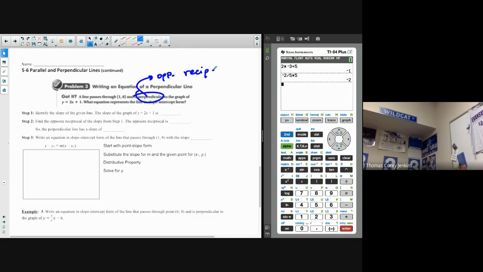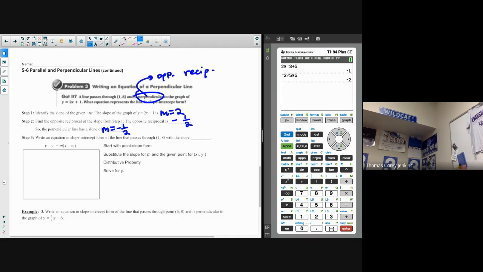Okay? All right, so let's go through this a little bit quicker. It's perpendicular to y equals 2x plus 1. So the slope of that is 2. The opposite reciprocal of 2 is negative 1 over 2. Opposite because negative is the opposite of positive, and then the reciprocal of 2 over 1 is 1 over 2. So our perpendicular slope is negative 1/2.